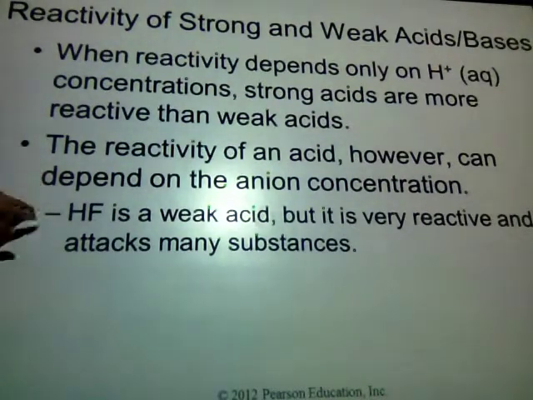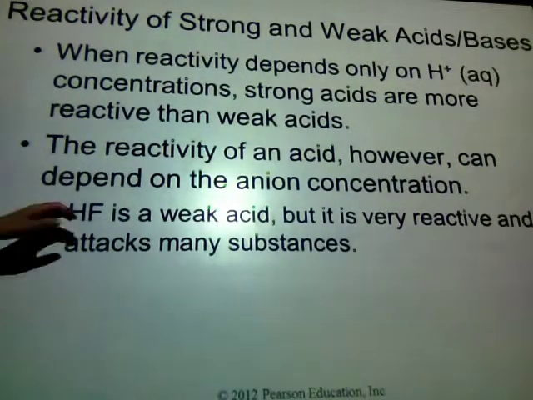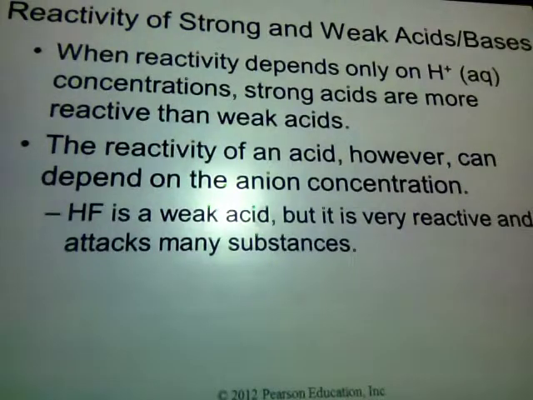Now, the reactivity of an acid could also depend on the anion concentration. So, for example, hydrofluoric acid is a weak acid because it's not part of my strong acid list. But it's a pretty strong weak acid, and it's very reactive, and it will attack many substances. Now, fluorine, we know, is very electronegative. And because fluorine is very electronegative, hydrofluoric acid does partially dissociate, but it dissociates more than a lot of other weak acids. So because of that, it's considered to be on the stronger side of the weak acids.